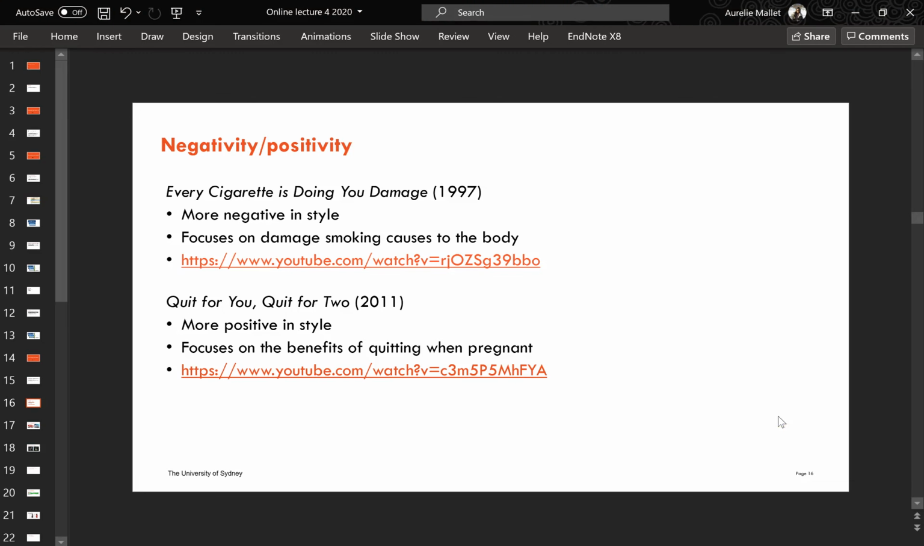Okay, so there are 6 ads. I've only showed you 2, but essentially it's the same thing. Each ad focuses on a specific damage that smoking causes to the body, and it walks you through it. So that's a more negative style campaign. Now we can contrast this to Quit For You, Quit For Two, which is a more positive style campaign because it focuses on the benefits of quitting when you're pregnant.